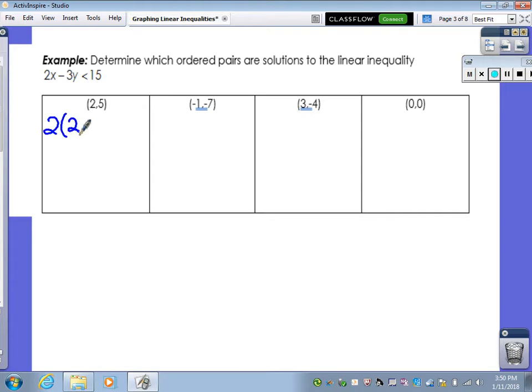So I'm going to plug 2 in for x, 5 in for y. 2 times 2 is 4, 3 times 5 is 15, 4 minus 15 is negative 11. Negative 11 is less than 15. That's a true statement, so it is a solution.